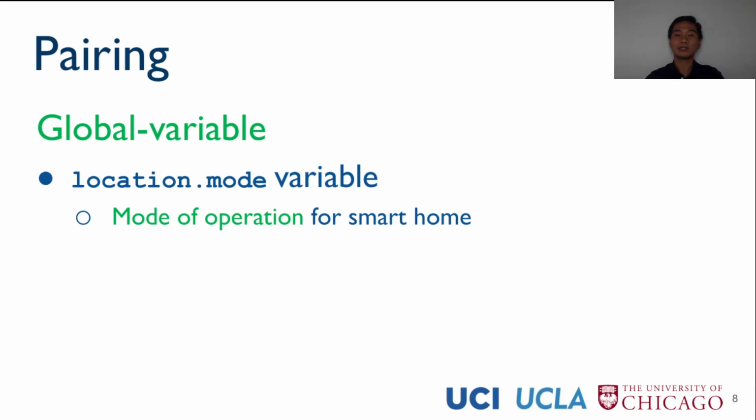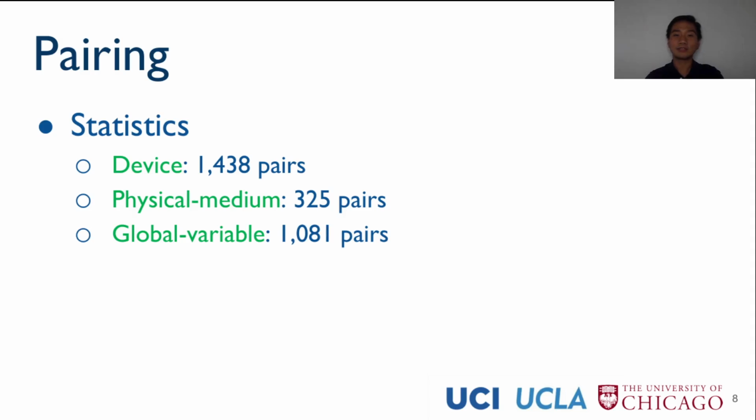A global variable determines the mode of operation of the smart home, since it is the only global variable that allows apps to perform both read and write operations on the SmartThings platform. This pairing allowed us to find 438 pairs of apps in the device group, 325 pairs of apps in the physical medium group, and 1,081 pairs in the global variable group.